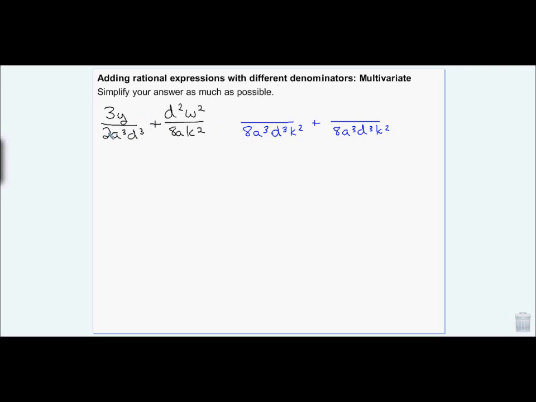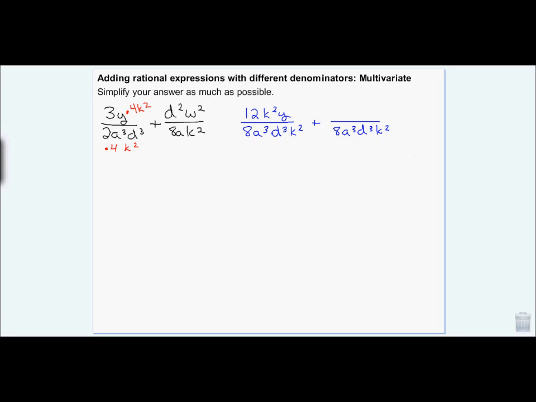Now, in order to turn 2a to the third d to the third into 8a to the third d to the third k squared, I'm going to need to multiply this denominator by 4k squared. If I multiply the denominator by 4k squared, I also need to multiply my numerator by 4k squared. So that's going to give me a new numerator of 12k squared y.